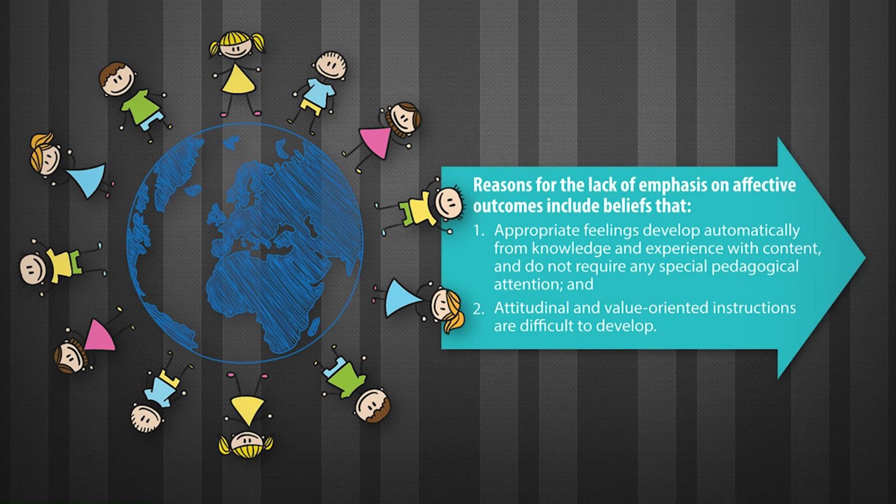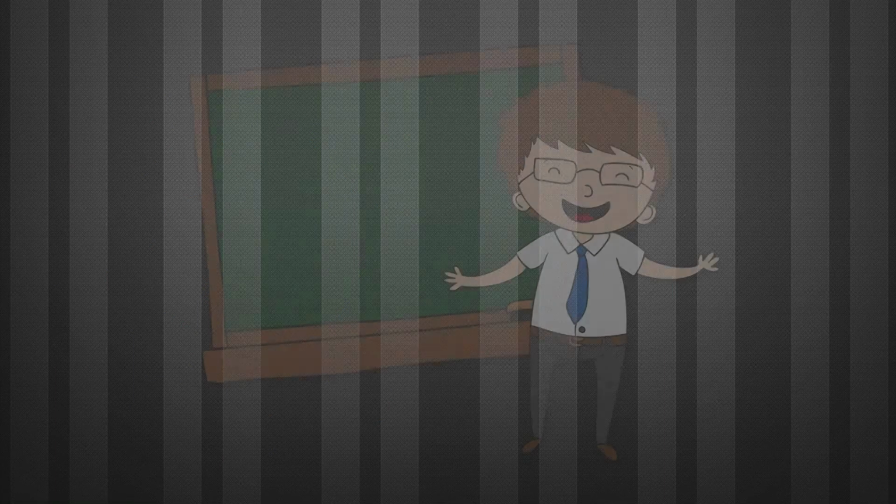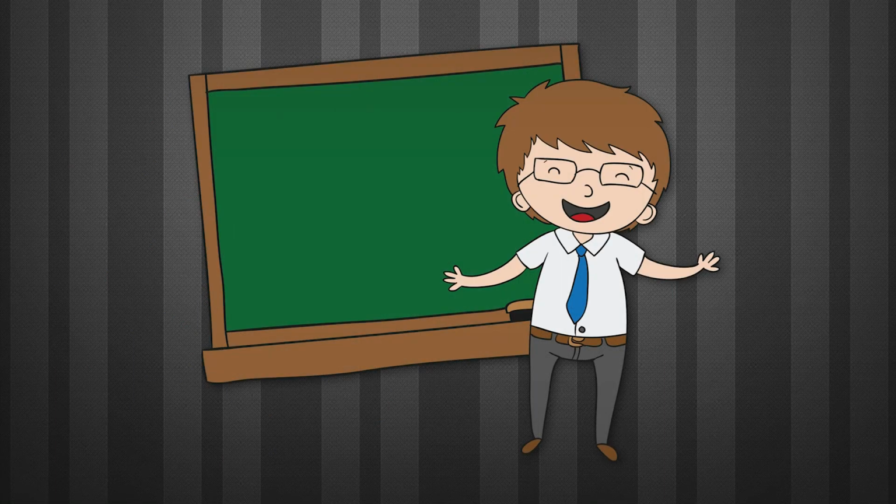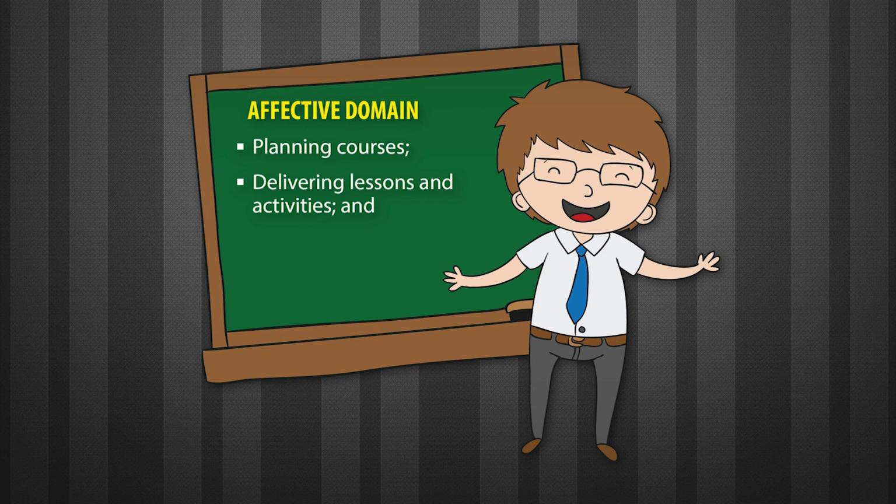Some possible reasons for the historical lack of emphasis on affective outcomes include the belief that appropriate feelings develop automatically from knowledge and experience with content and do not require any special pedagogical attention, and attitudinal and value-oriented instruction are difficult to develop. Teachers may not realize that they can actually increase their effectiveness by considering the affective domain in planning courses, delivering lessons and activities, and assessing student learning.